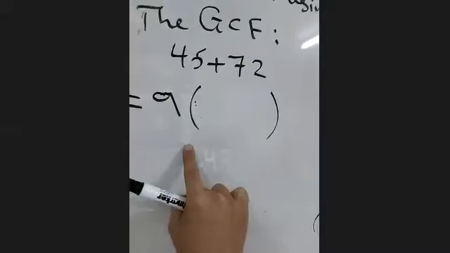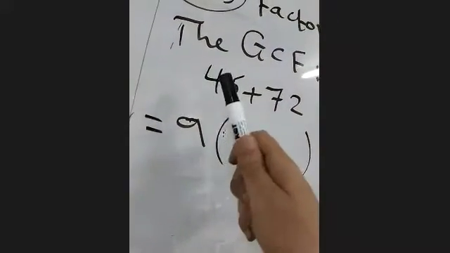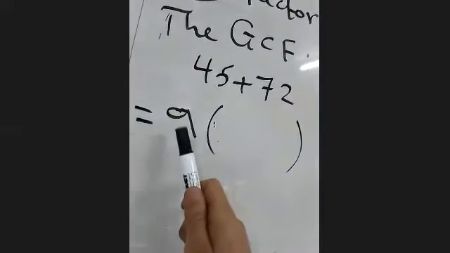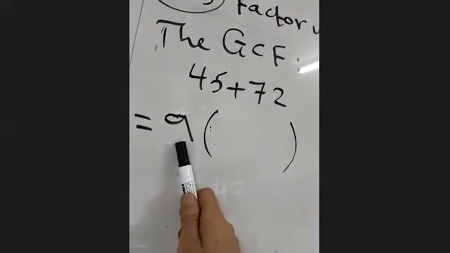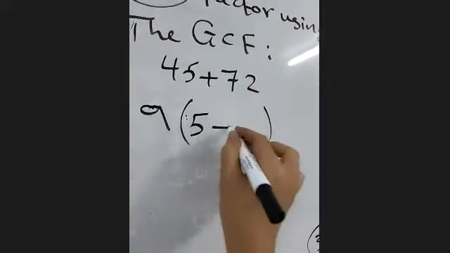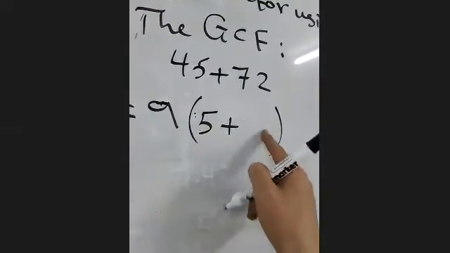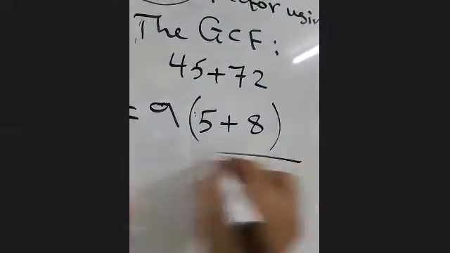It's multiply here. Now the next step, I will divide 45 divided by 9. How much? 5. Plus comes down. 72 divided by 9. How much? 8. Done.